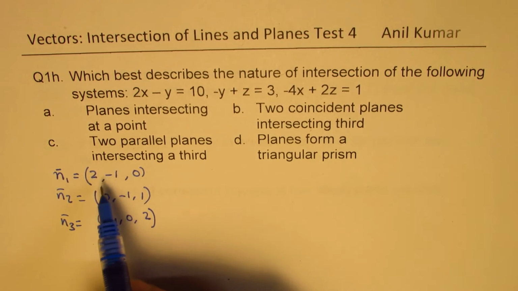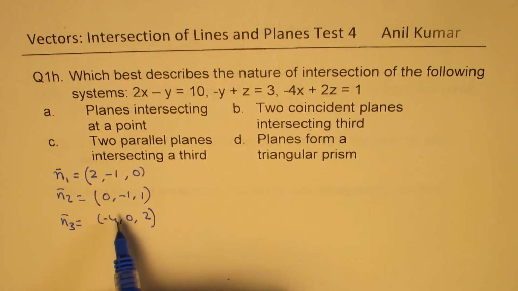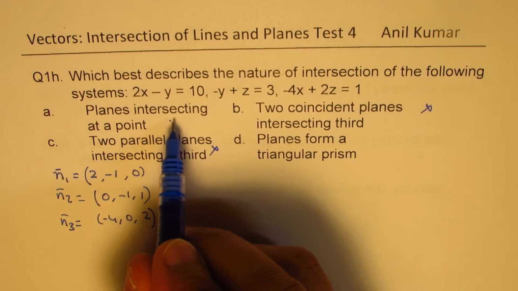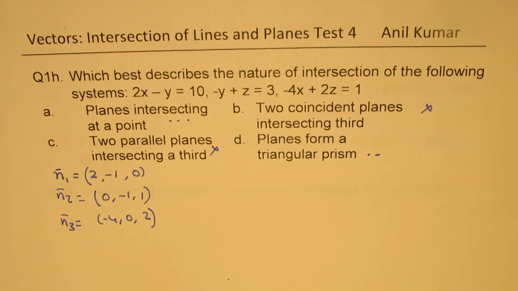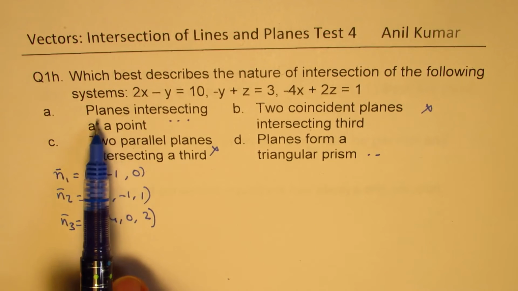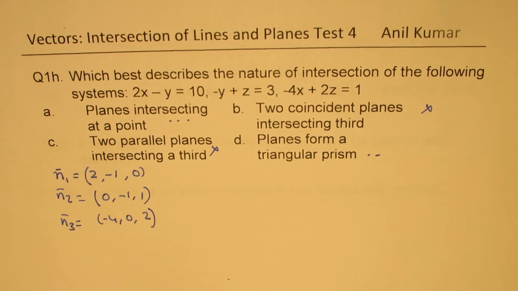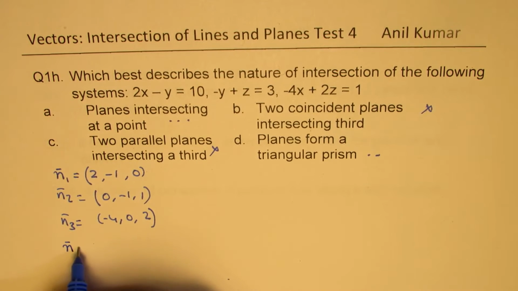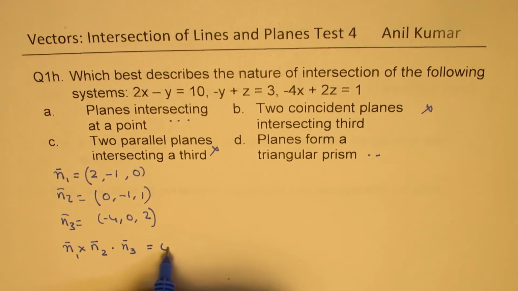Now if you look at these normals, they are not scalar multiples. So therefore, these two options are incorrect, right? So these two are wrong. So one of these options could be correct for us. Now we need to figure out whether it is a case of a triangular prism or a case of a point of intersection, right? In that case, one thing which separates them out is if you find the scalar triple product. If this scalar triple product is equal to 0, in that case we'll get a triangular prism.